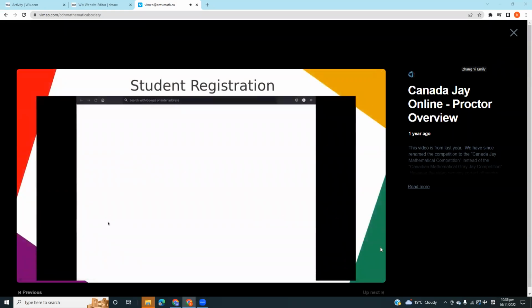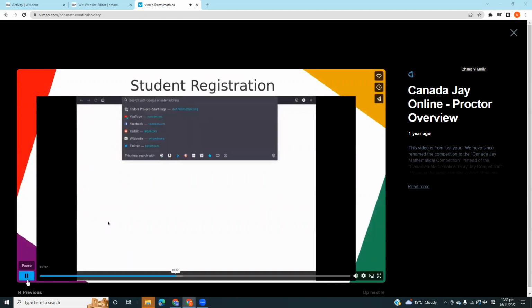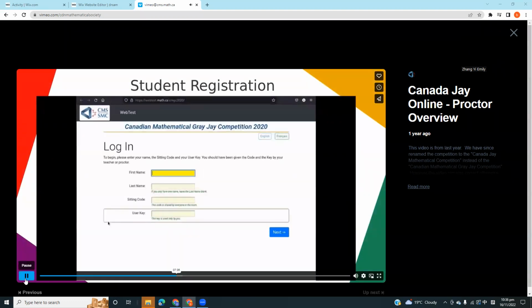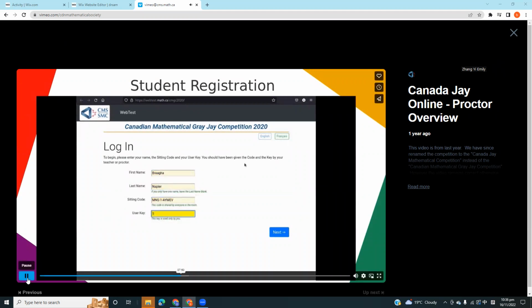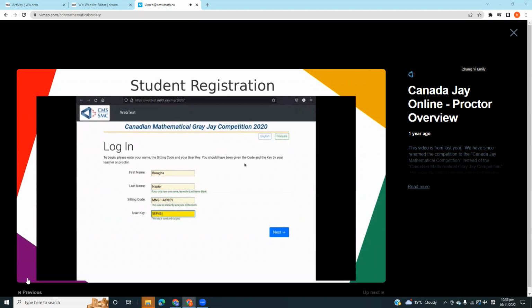Let's look at what should be happening on a student's screen as she connects and registers. The student goes to the URL you wrote on the chalkboard and then sees the same initial screen you did. She can change the language if needed. She enters her name, copies the sitting code from your chalkboard, and copies the student key from her own paper slip you gave her. Then she clicks Next.